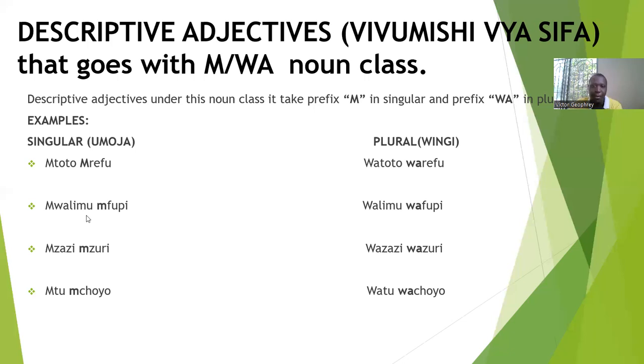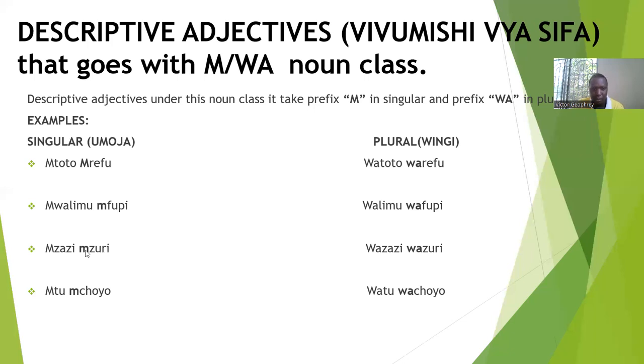Mwalimu mfupi. Fupi is short, the one who is short. Short like my wife. Mwalimu mfupi. Fupi is short. You see? Fupi is the root of the word, so we just add m in front of that word. Mwalimu mfupi. Walimu wafupi. Just add w-a.